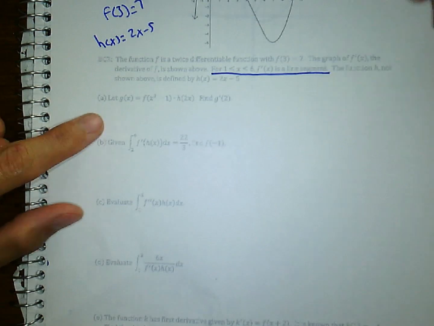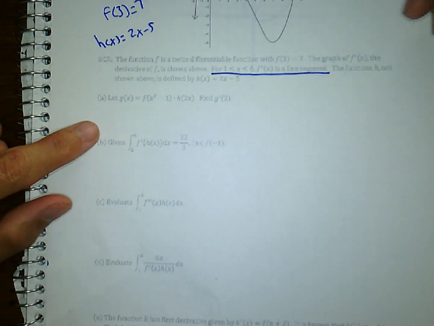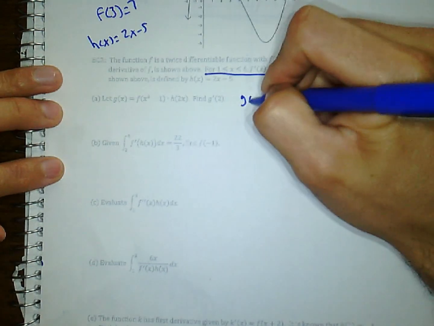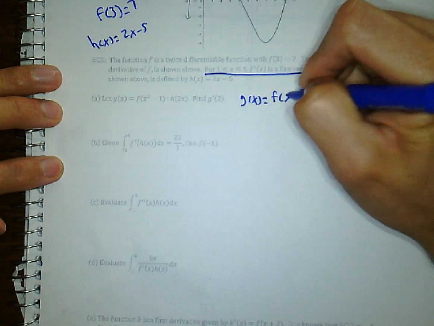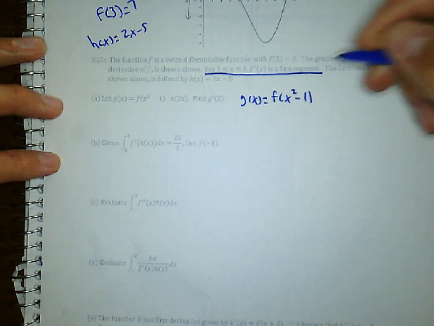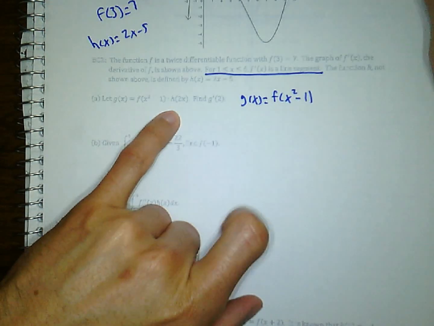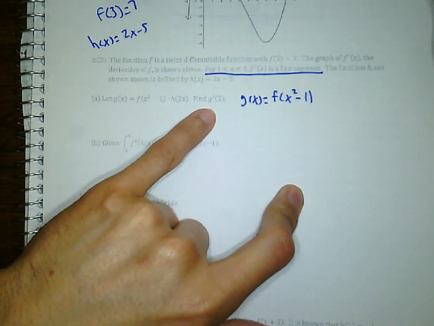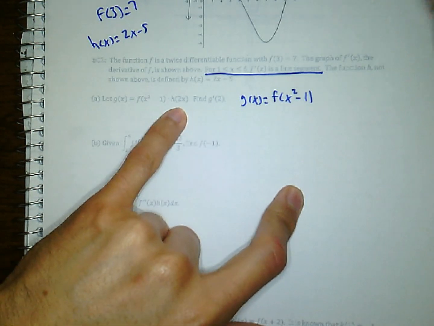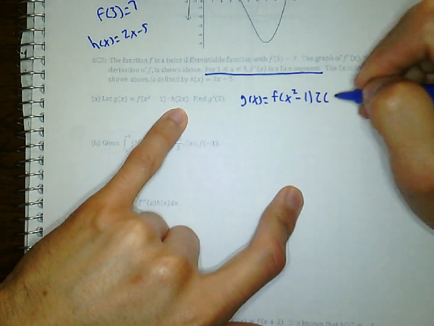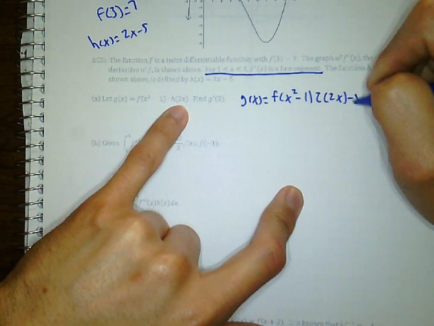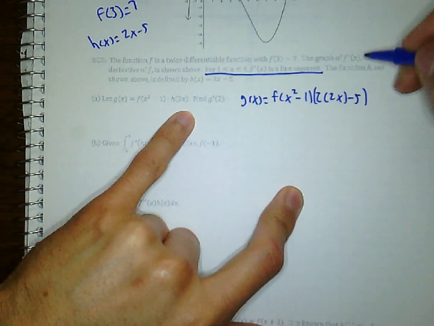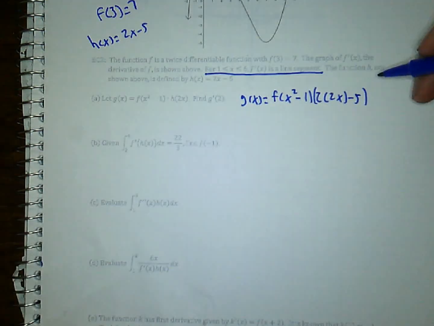Now you are told that g of x, so you guys can see it, is equal to f of x squared minus 1 times h of 2x. Okay, now I already know what h is. So let's see, they want g prime of 2. I think I'm just going to go ahead and plug that in. So that means I have times 2 times 2x minus 5, right? That is h of 2x. All I did was plug 2x into that. And they want us to figure out what g prime of 2 is.